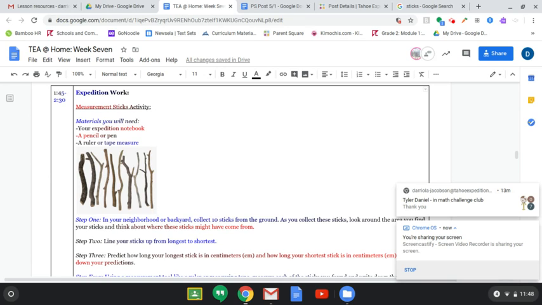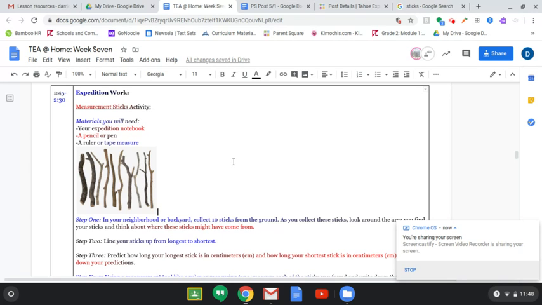So, the materials that you'll need are your expedition notebook, pen or pencil, and then a ruler or a tape measure. If for some reason you don't have access to a ruler or a tape measure, you could use something like a teaspoon, and you could measure the sticks based on how many teaspoons long it is. I'm sure all of you have a ruler or tape measure at home. In fact, I'm pretty sure I sent rulers home with each of you. But just in case, if that's not something you have, you could use something like a teaspoon as a measuring device.